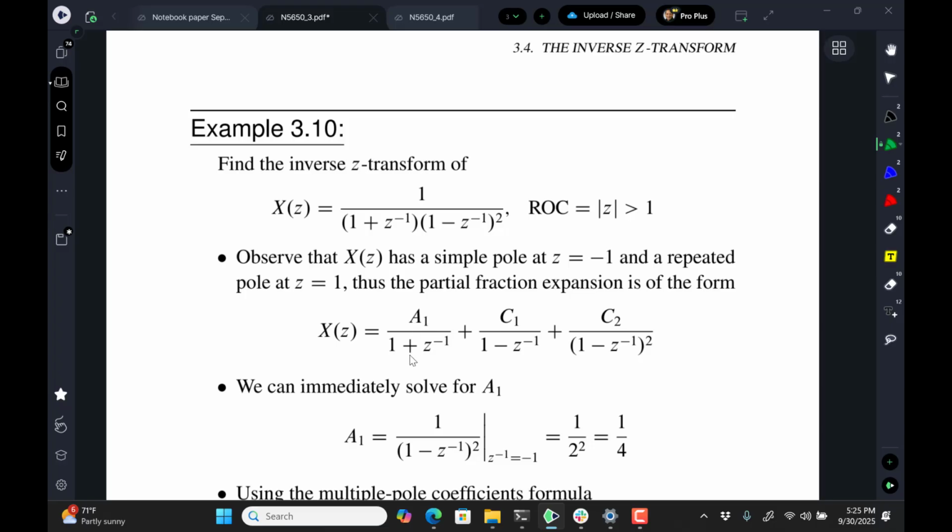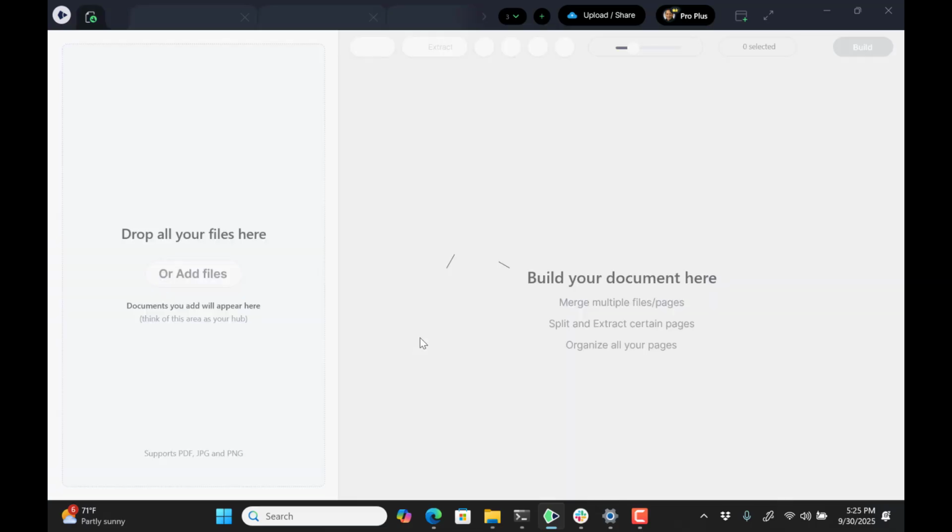We have A1 over 1 plus z to the minus 1, so that's our simple root, non-repeated, and then we have a double root at z equal to 1.